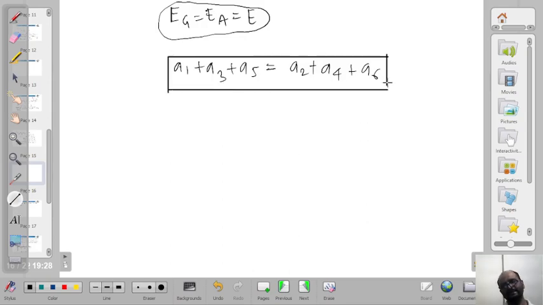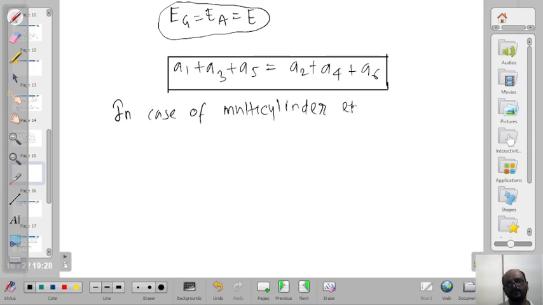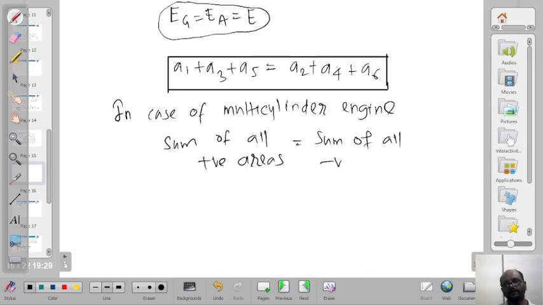Okay, this is for a multi-cylinder engine. This is how the energy works, if you add these areas, both areas are equal. Okay, in case of multi-cylinder engine, let me write that note here. In case of multi-cylinder engine, sum of all positive areas is equal to sum of all negative areas. Okay, this is the conclusion we can make from that, in the multi-cylinder engine case.